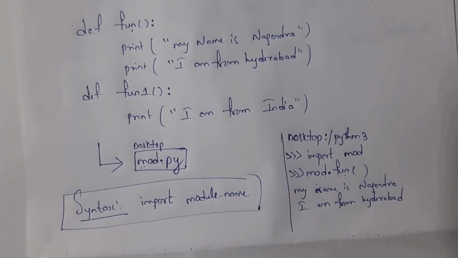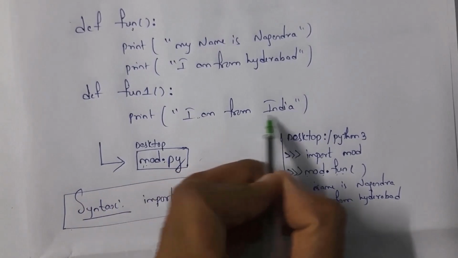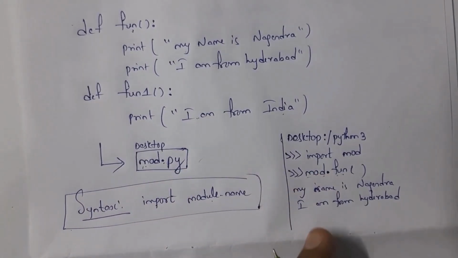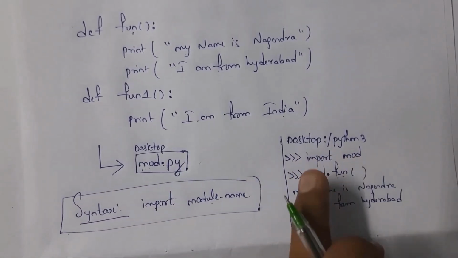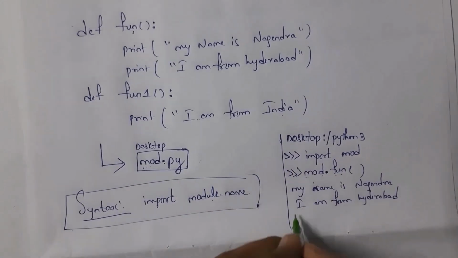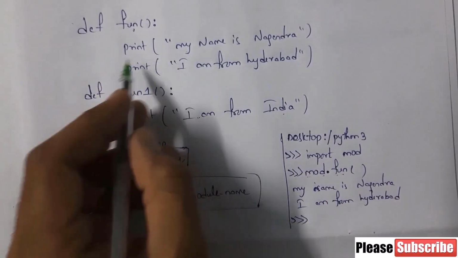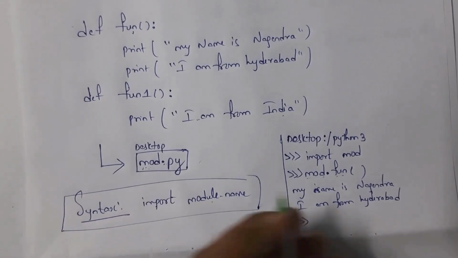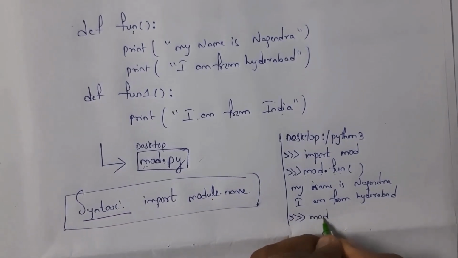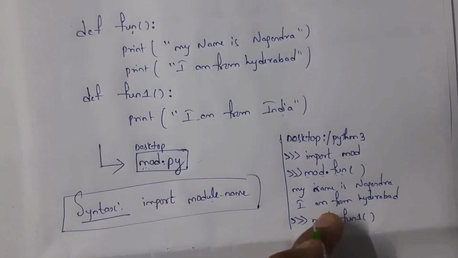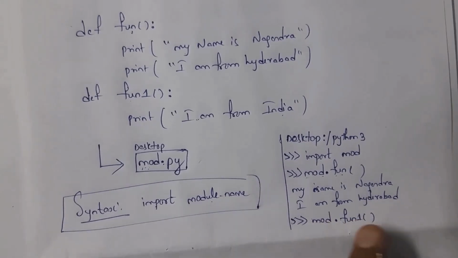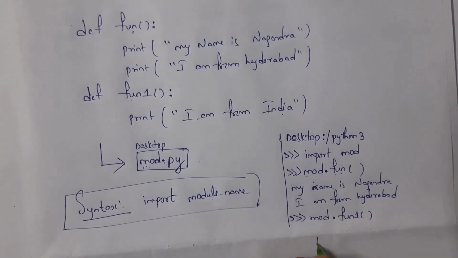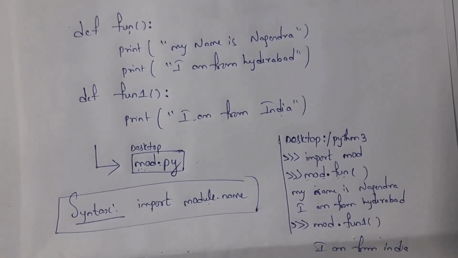This is my statement. For example, I want to print I am from India. There is no need to write import mod again because I already imported this module. These functions are present in the module mod.py, so just write mod dot the function name and press enter. When you write fun1 and press enter, you will get the output: I am from India. This is how we create and import a module.